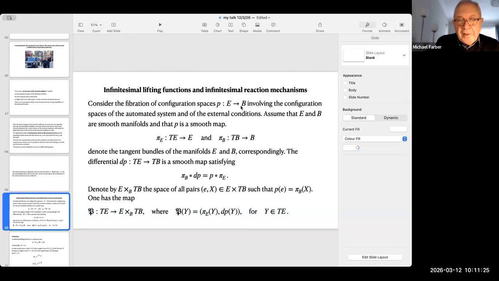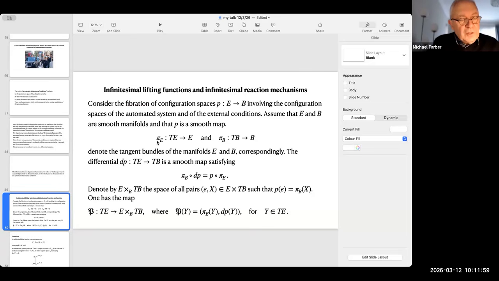So we have a fibration of configuration spaces, which is denoted by P from E to B. So it's a family of configuration spaces parameterized by the configuration space of the external conditions. And we assume now that this B is a smooth manifold, E is a smooth manifold, and P, this projection, is a smooth map. We assume now that everything is smooth.